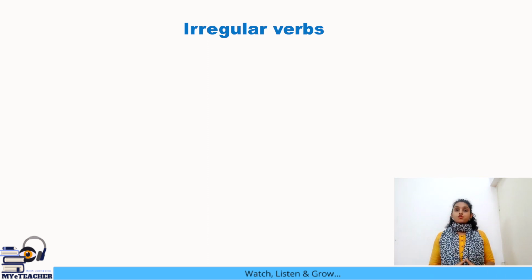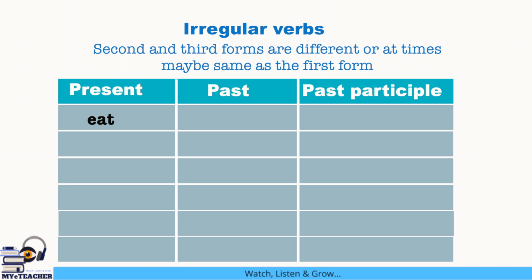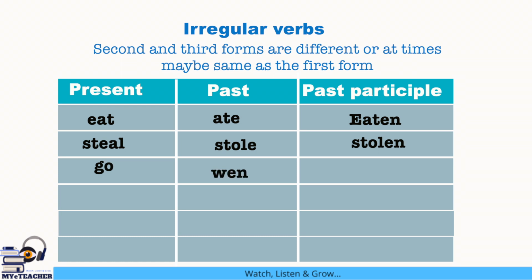Irregular verbs are those where forming the second form is not as simple as adding a D or an ED. And also, the second and the third forms are different. Or at times, all the three forms may be the same. Let us look at a few examples here. Eat becomes ate in the second form, eaten in the third form. Steal becomes stole in the second form, stolen in the third form. Go becomes went, and in the third form it becomes gone.